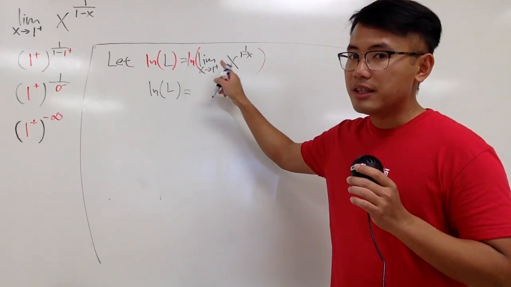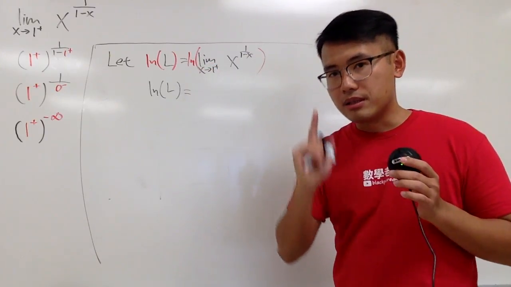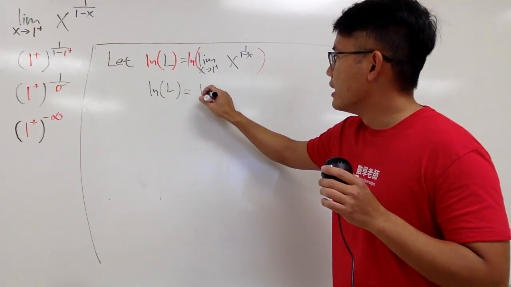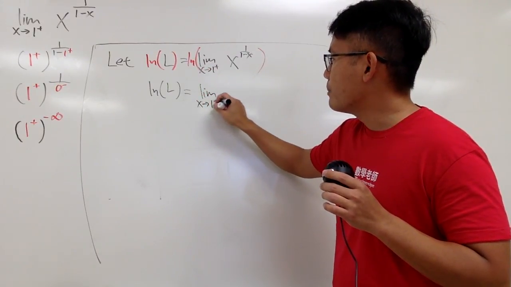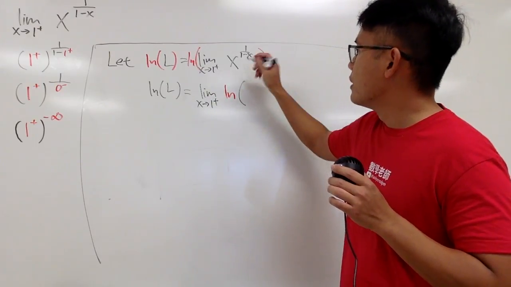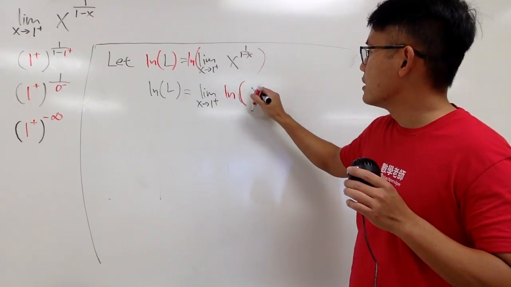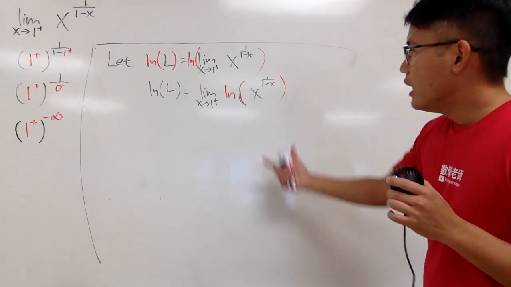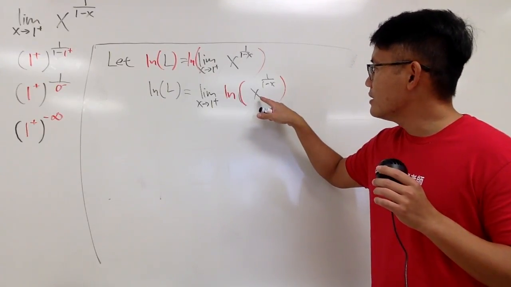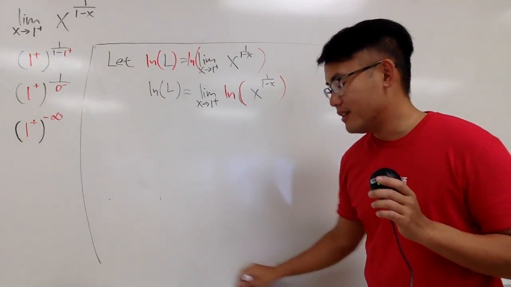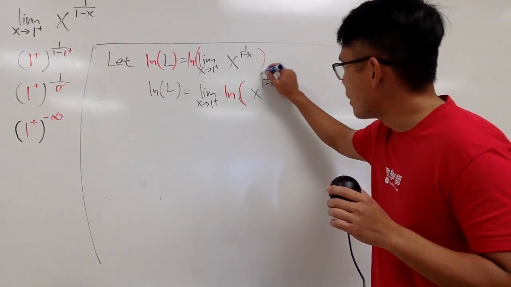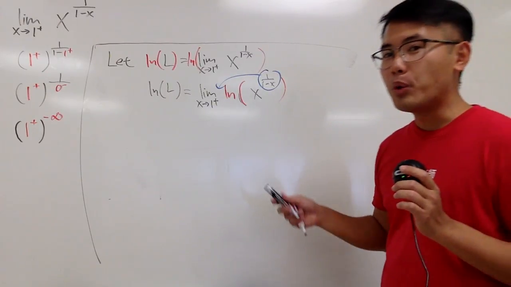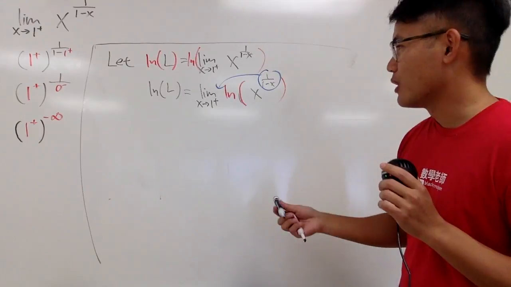Ln of the limit is actually the same as the limit of the ln because ln is a continuous function on the domain. So I can actually say this as the limit as x approaching 1 plus of ln of, let me just put this in red, x to the 1 over 1 minus x. And what's so good about this? Look, this is x to this power, and by one of the natural log properties, we can bring the power to the front. Do not subtract 1 though, because this is not the power rule for the derivative. This is just the natural log property.